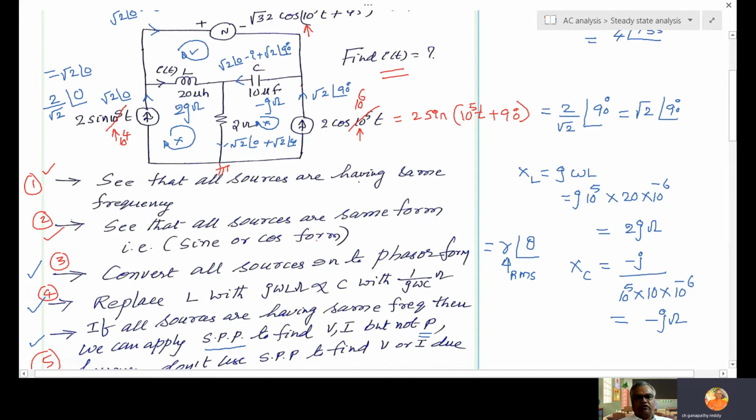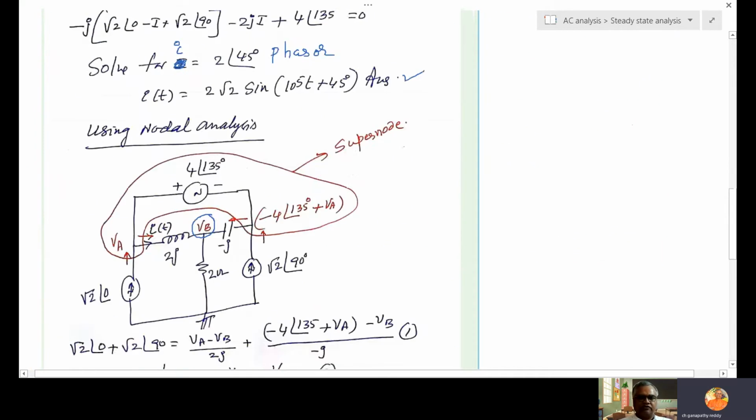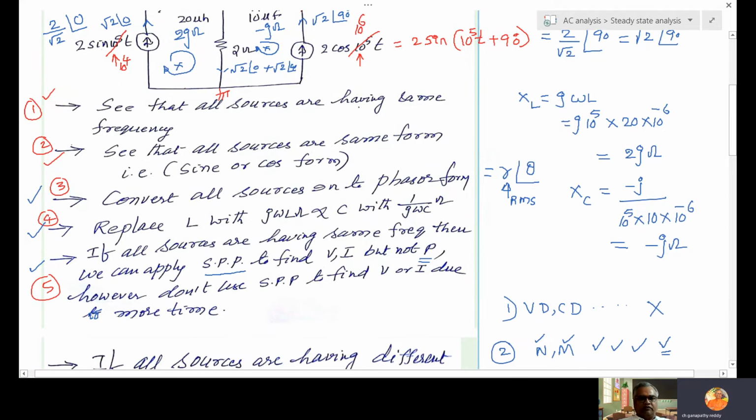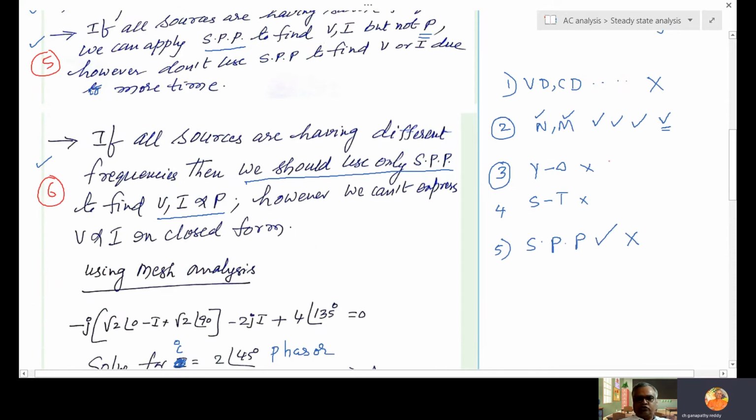In the second step, see that all sources are in the same form, either sine or cos. If you change all sources into sine form, the end answer will be in sine form. If you want, you can change this sine into cos again. It is not a compulsory rule that everything should be in sine; it can be in cos also. Then convert all sources into phasor form. Then replace the inductor with j omega L and the capacitor with 1 by j omega C. And depending on the conditions, choose any one method and solve.